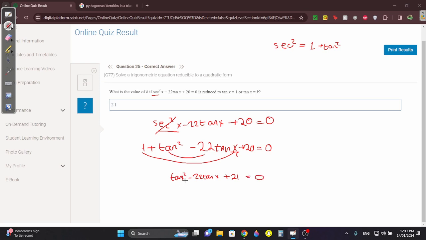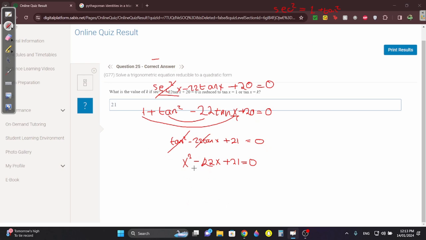What I did last time is I cancelled these and I replaced this tan squared with x squared. We just factored out the tan. Get rid of the tan because it's annoying. Instead of tan we're putting x, so minus 22x plus 21 equals 0. Now we factor this like normal.